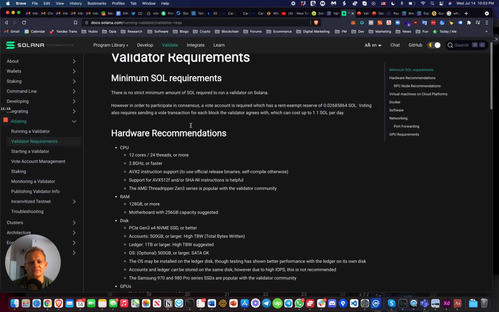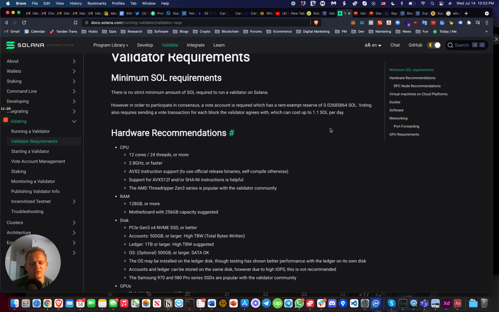Validator requirements. Minimum SOL requirements. A vote account is required, which has a rent-exempt reserve of 0.026 Solana. No, that's nothing. Voting also requires sending a vote transaction for each block the validator agrees with, which can cost up to 1.2 Solana per day. Okay, so that's some money. So you've got to be spending roughly $900 at the current price per month. Vote transaction for each block the validator agrees with. I apologize, not for each day. Vote transaction for each block the validator agrees with, which can cost up to 1.1 Solana per day. Oh, okay, yeah.